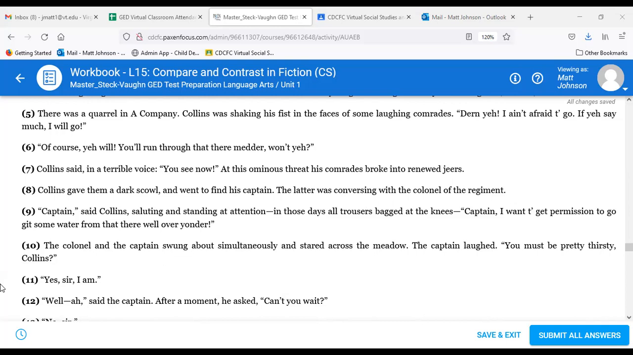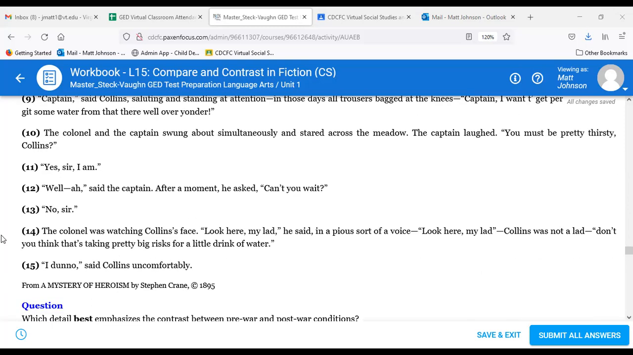The captain laughed. "You must be pretty thirsty, Collins." "Yes, sir, I am." "Well," said the captain. After a moment, he added, "Can't you wait?" "No, sir." The colonel was watching Collins' face. "Look here, my lad," he said in a pious sort of voice. "Don't you think that is taking a pretty big risk for a little drink of water?" "I don't know," said Collins uncomfortably.